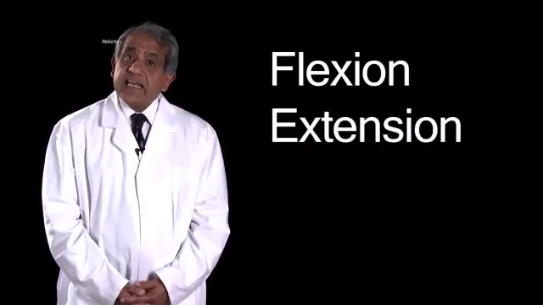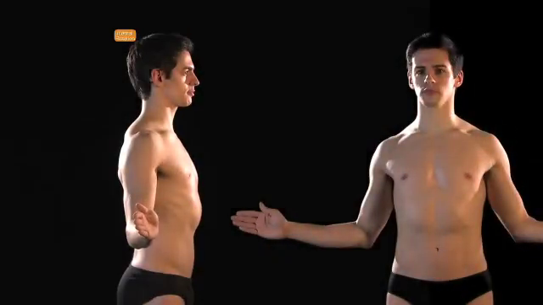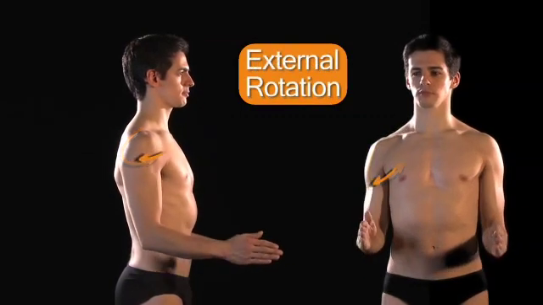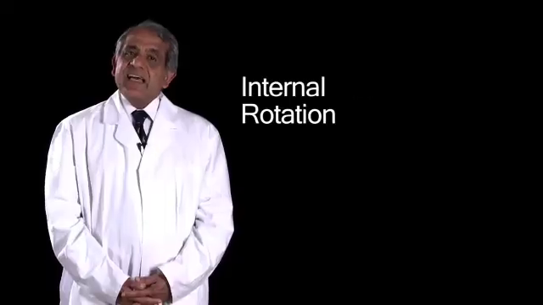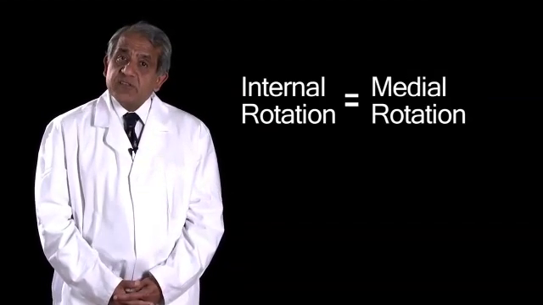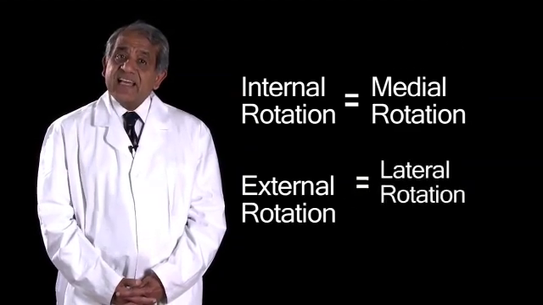The shoulder joint is so versatile that not only is it capable of flexion and extension and abduction and adduction, but it is also capable of so-called internal rotation and external rotation. Internal rotation is also known synonymously as medial rotation, and external rotation as lateral rotation.